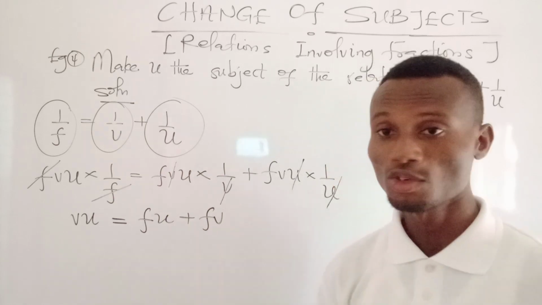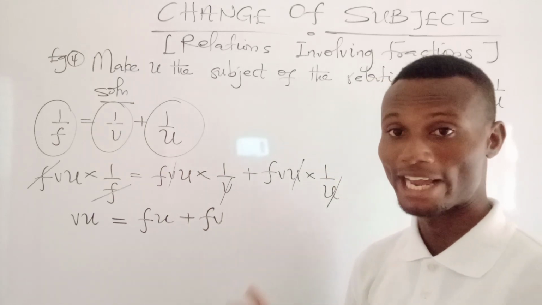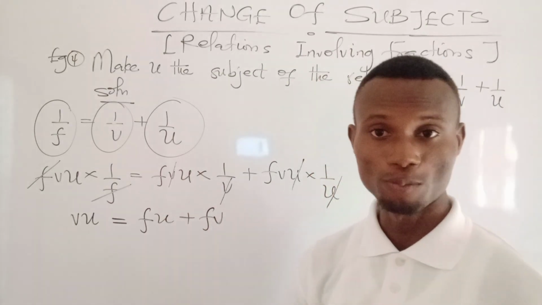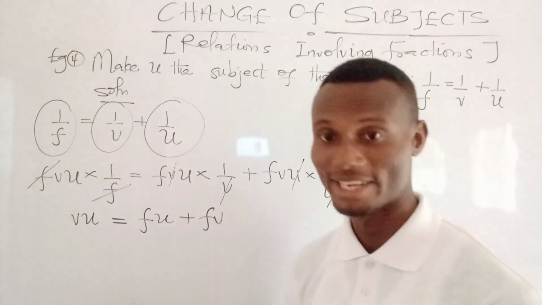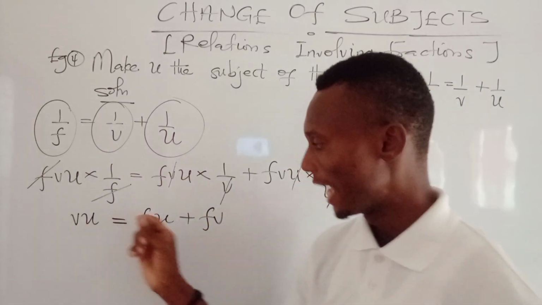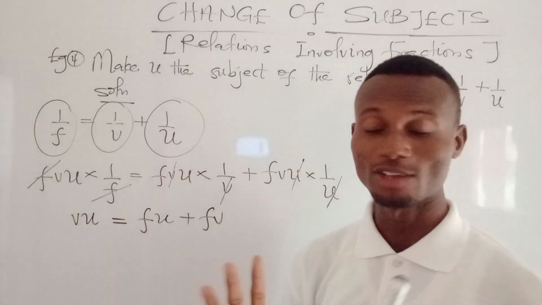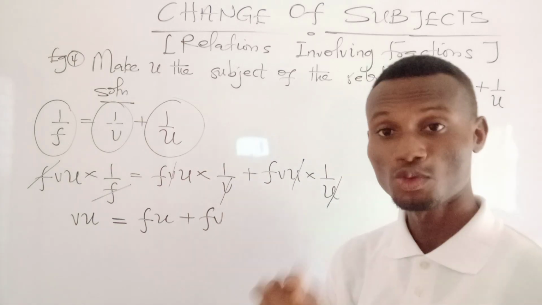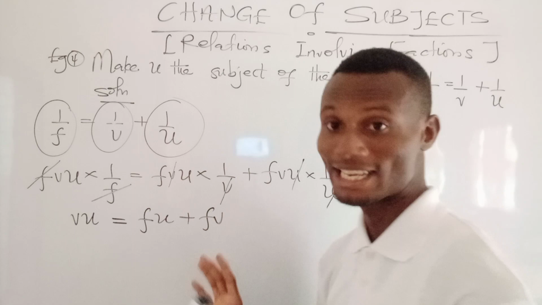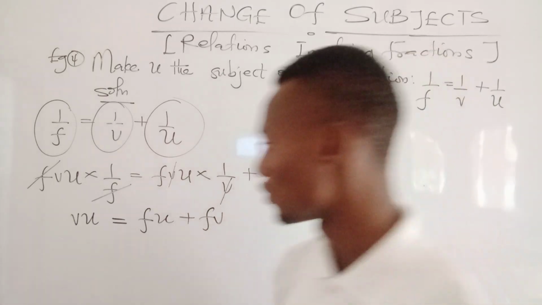So what you need to do is to group all the terms which have U in them at one side. I hope you understand. We did an example of this in the previous videos. We have U appearing here and also here, and we are to make U the subject, so we need to group all the terms that have U in them at one side.